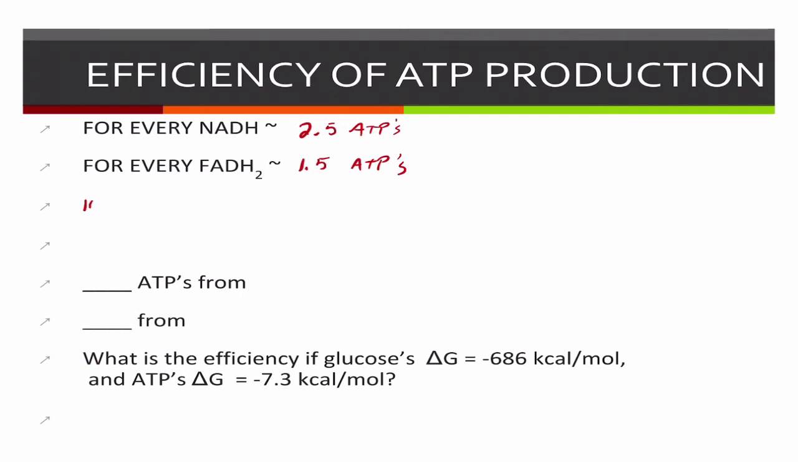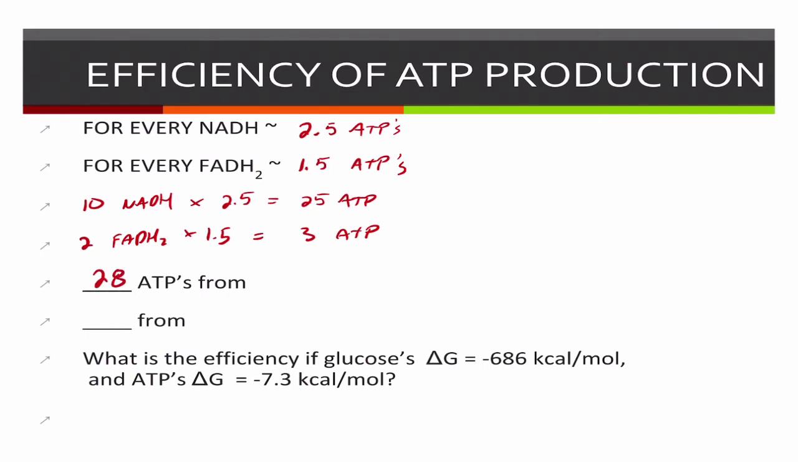Now, if we know that we have 10 NADHs, right? If we have 2.5 per, that makes us have 25 ATP produced. If we have 2 FADH2s, which we do, and we know those make about 1.5 each, that gives us about 3 ATP. So if you add those up, we get 28 ATPs from oxidative phosphorylation. We made 4 from substrate level phosphorylation. So 28 plus 4, so there we have our 32. Okay?